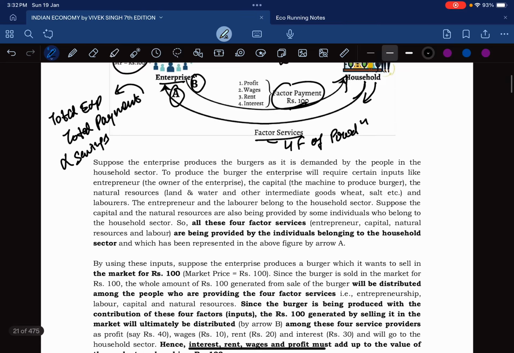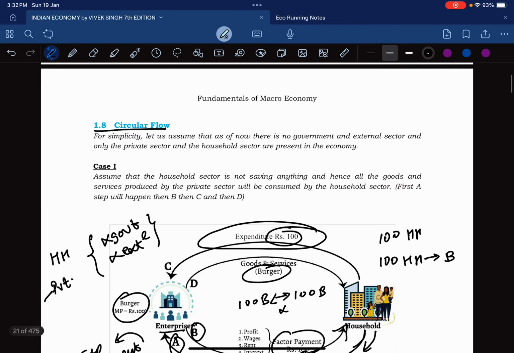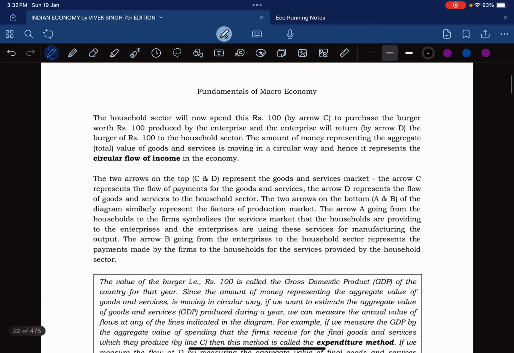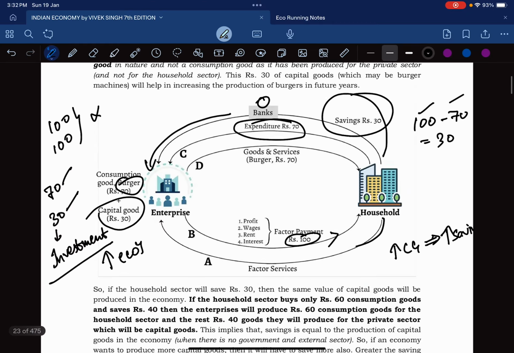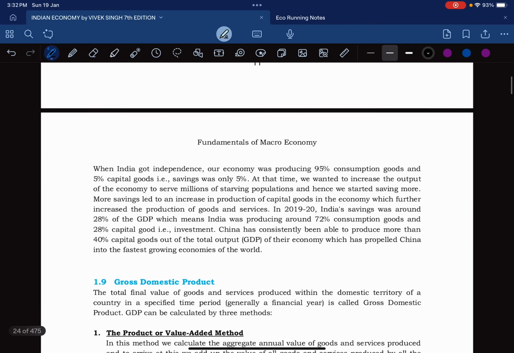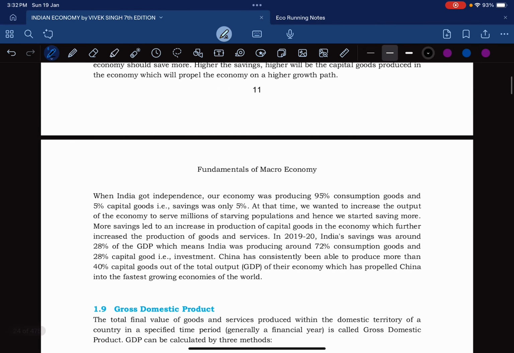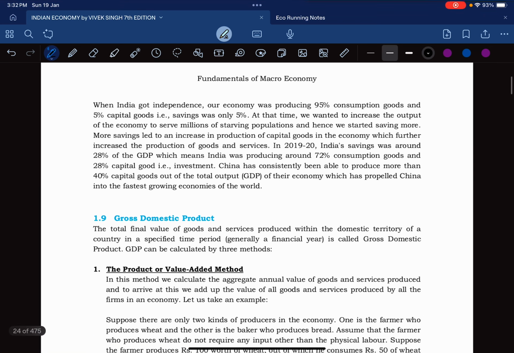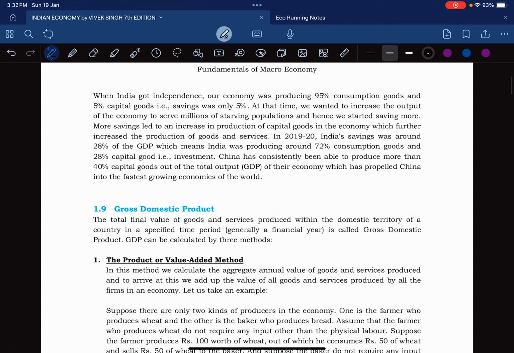You can have a quick go through the theory that is written here. It's all just the explanation of the two cases, and it will be easy to read them now as I have explained them. We can just go through this line. Higher the savings, higher will be capital goods produced in the economy, which will propel the economy on a higher growth path. That is what we need to understand from these two cases. So this is important, right?